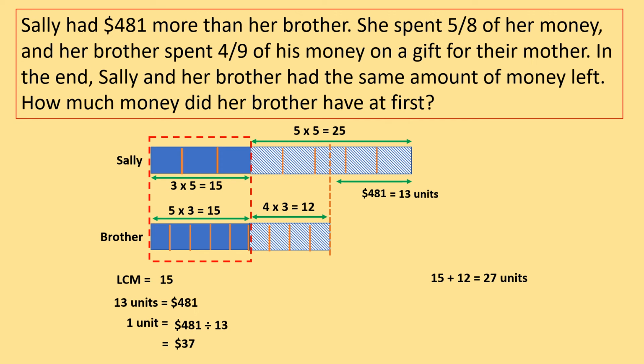And now that you know that 1 unit is $37, you want to know how much money her brother had at first.